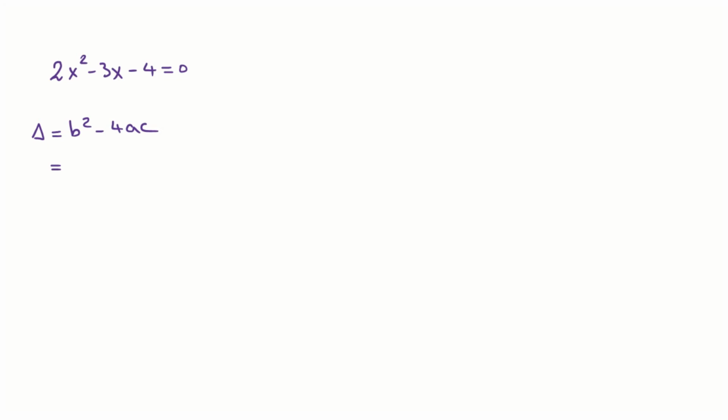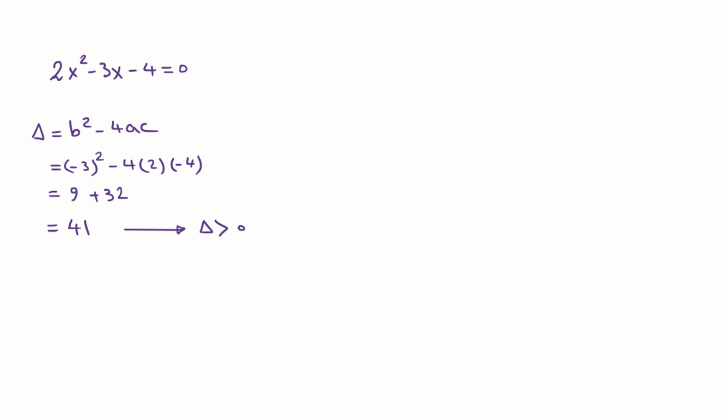So my b value is negative 3 again, so negative 3 squared minus 4 times 2 times, this time the c value is negative 4, so I plug negative 4 here, and this gives me 9 plus 32. That is giving me 9 plus 32 is 41. So it means delta is positive, and I will have 2 answers for x. It means that there are 2 x's that satisfy this equation.